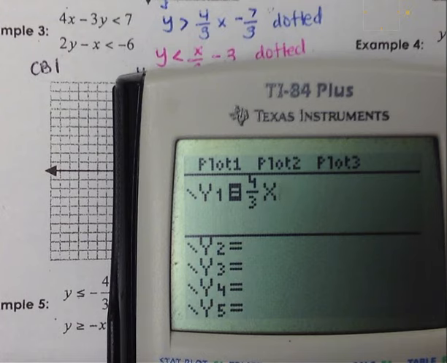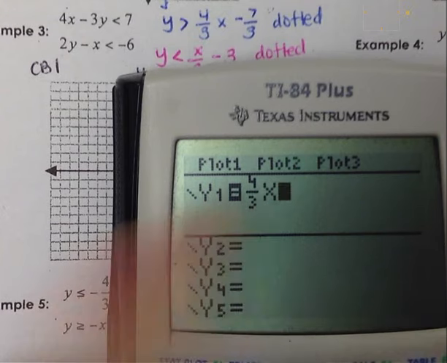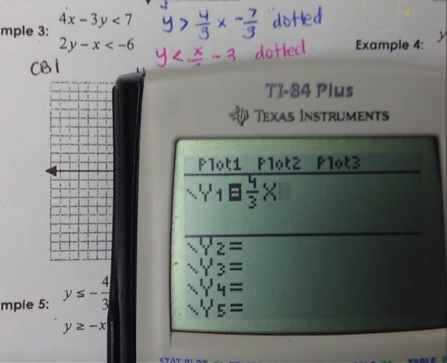Now again, if you don't have this capability because your calculator is a little bit older, that's perfectly fine. You can still put minus, and then 7/3 is a fraction. I'm going to put parentheses, 7 divided by 3, close parentheses.